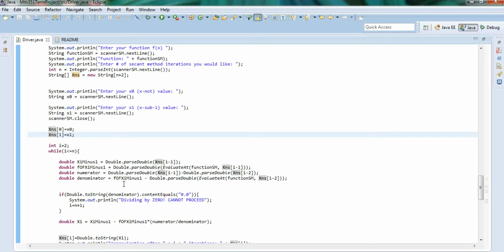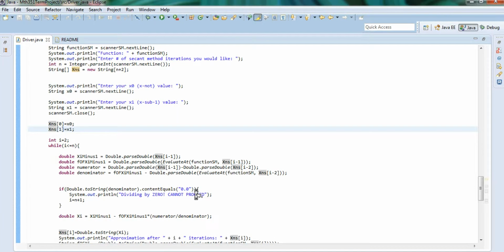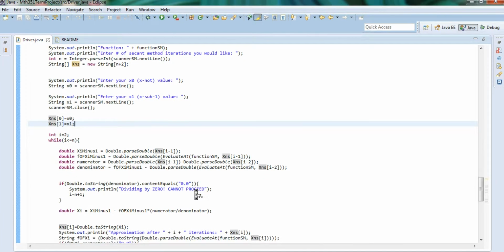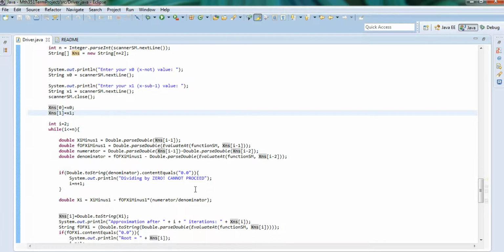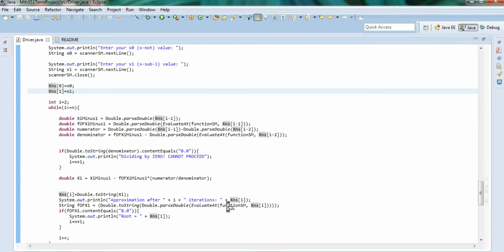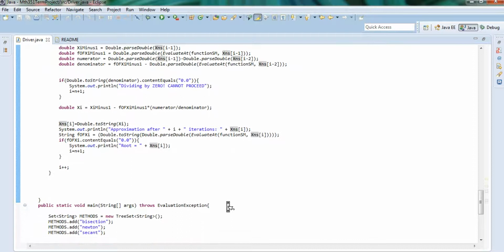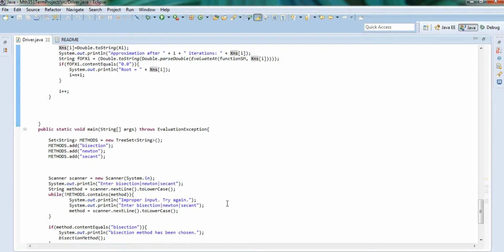Once again, the denominator could be 0, and then it'll print out saying dividing by 0, cannot proceed, and we bump i up to being greater than n, so we will never continue the loop ever again. Then here you continue on like all is dandy, and then this is our main function.